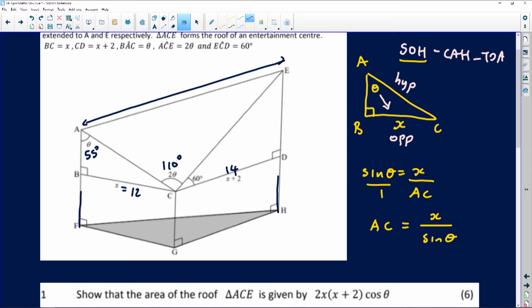But remember, we already found that this side here is actually x, which means it is 12 over the sine of 55 degrees. We found the length of one side. We also find that the length of the other side is simply 2 times x plus 2, and our x is 12. 12 plus 2 is 14, and you double 14, you're going to simply get 28. So I'm sitting with 28 as the length of one side in my triangle.